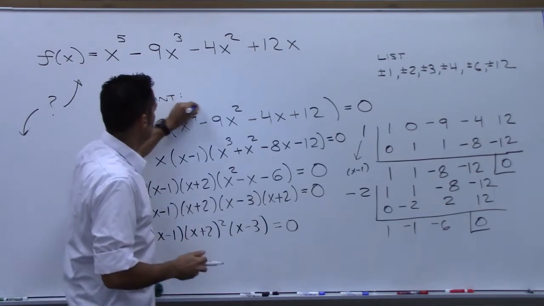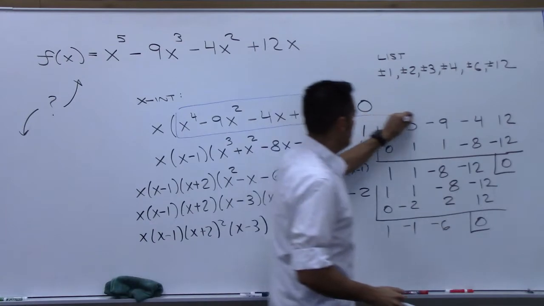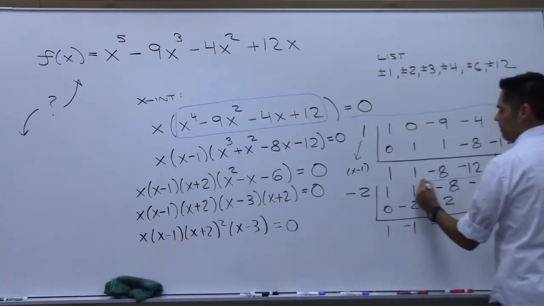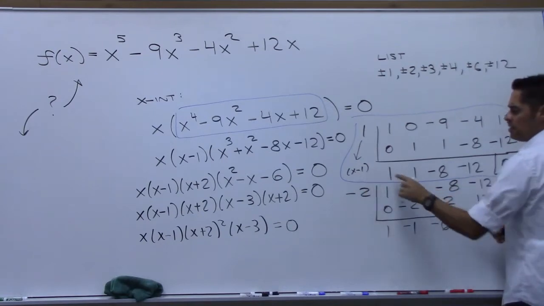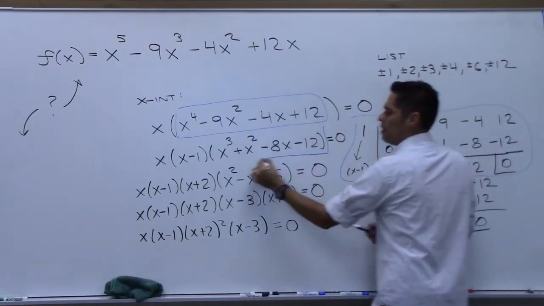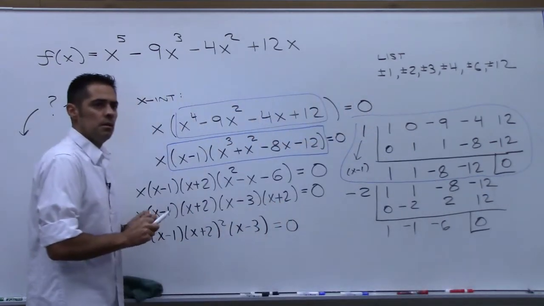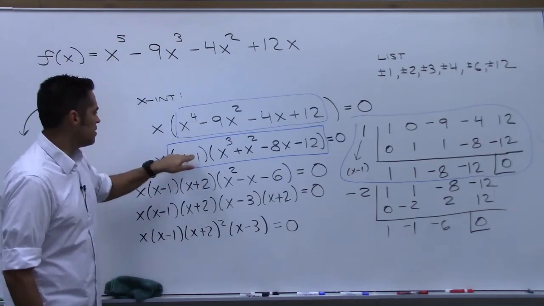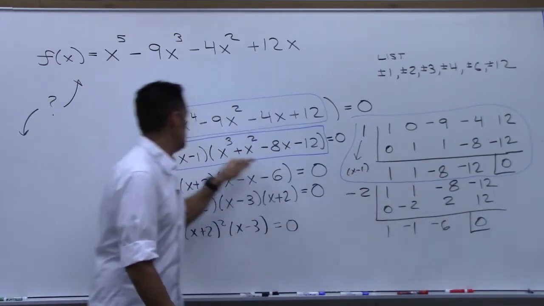This piece right here, we did right here with our synthetic. This one tells us x minus 1 is a factor, and then these 4 numbers, right? So that becomes this piece right here. I can see why they just need to. The x minus 1 comes from this. 1, 1, negative 8, negative 12 is this right here.